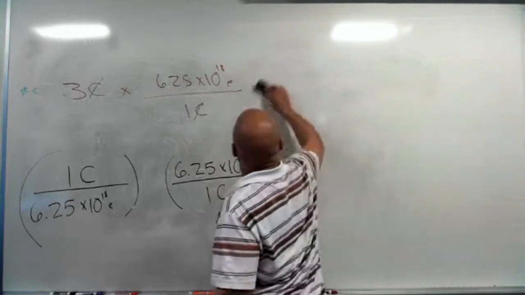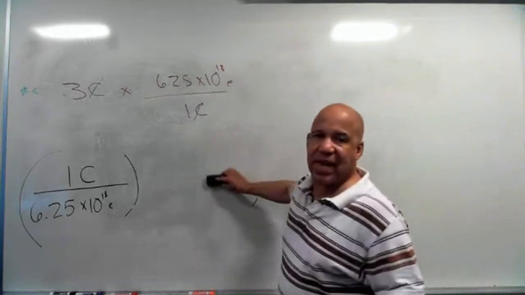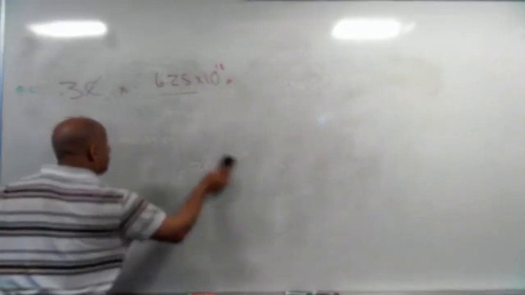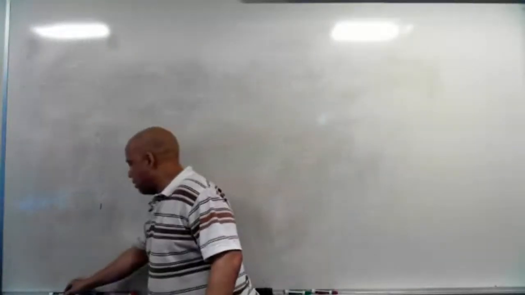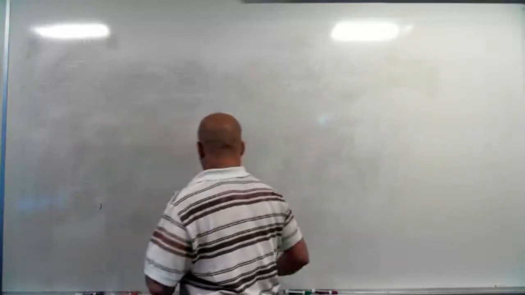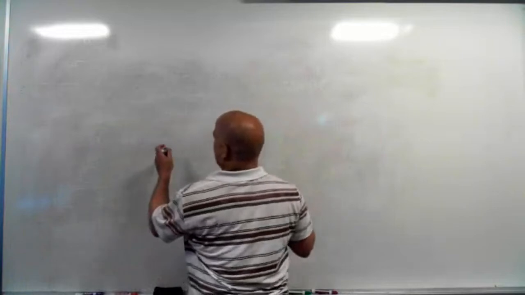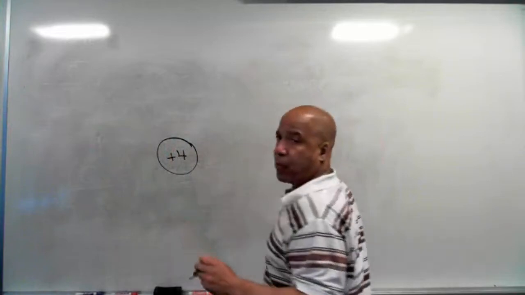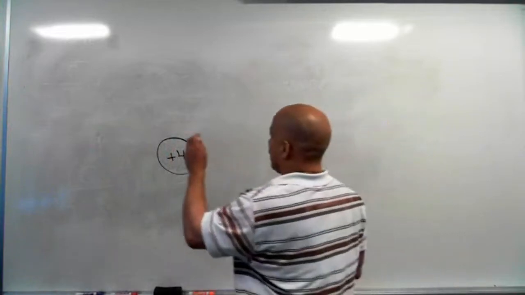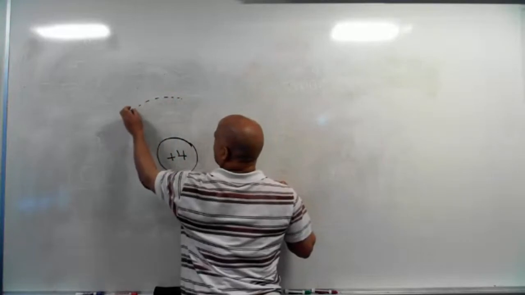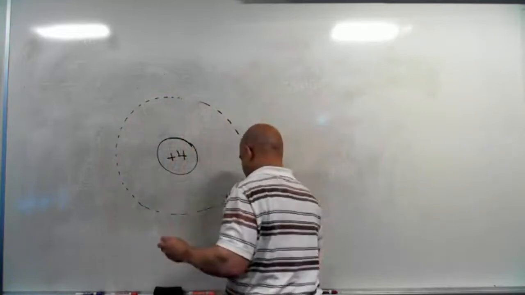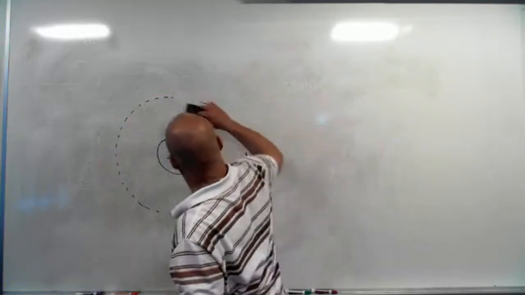All right, well, let me talk about what's happening physically when you charge something. Now, I'm going to draw an atom. So this atom I'm drawing has 4 protons, so it has 4 positive charges in the nucleus. And I'm going to draw it with 4 electrons revolving around it. So I've got 4 electrons.